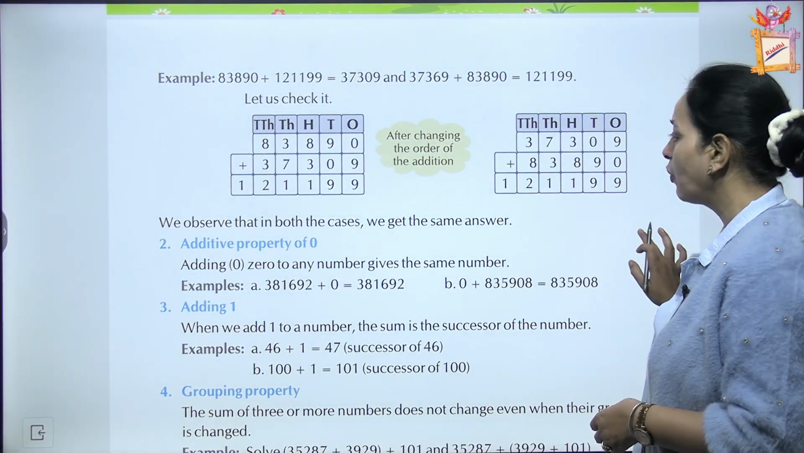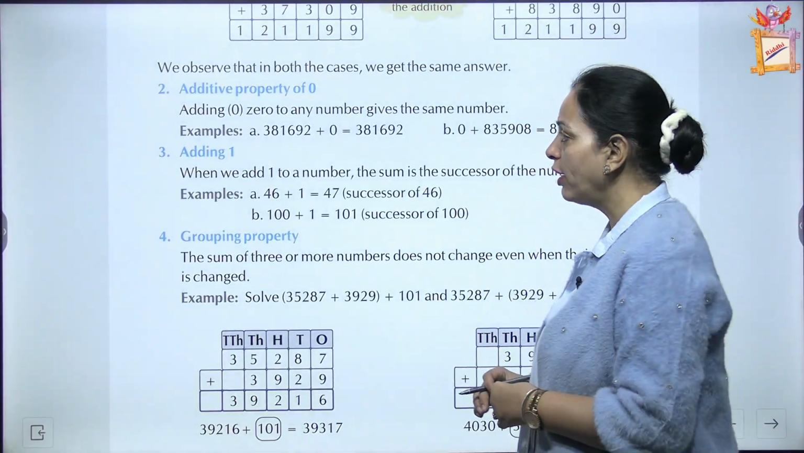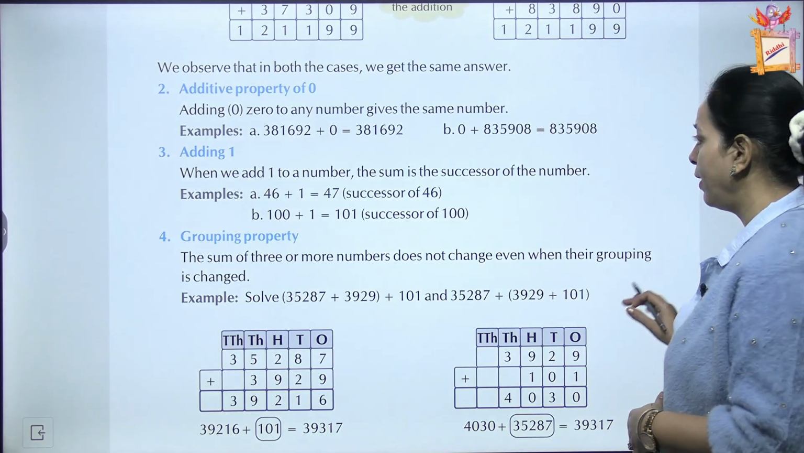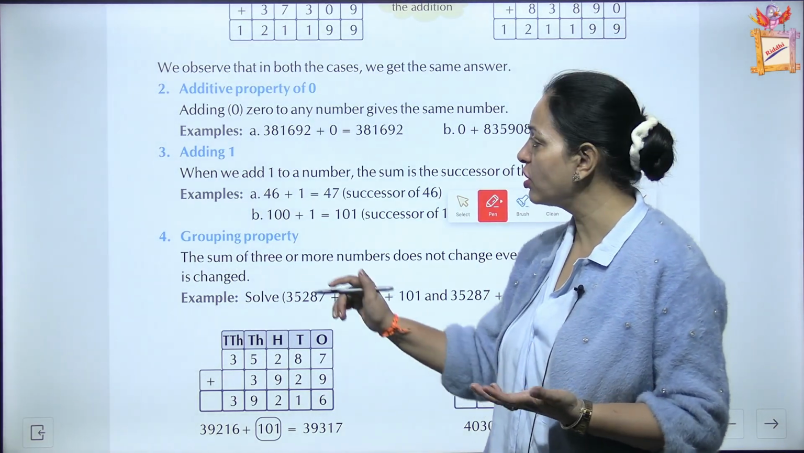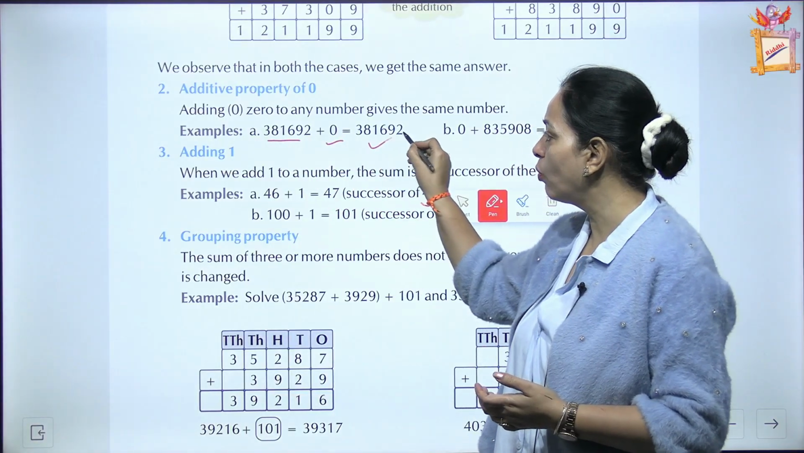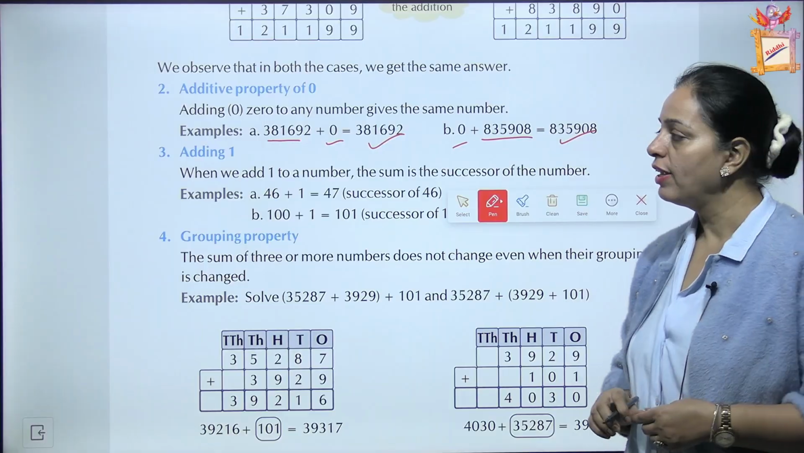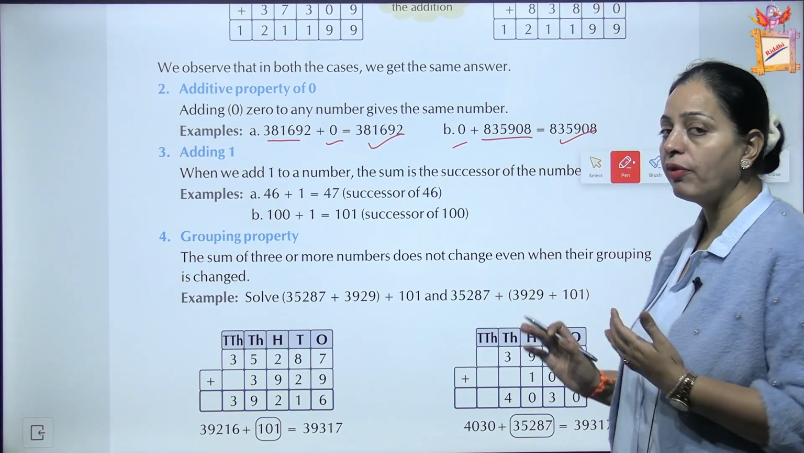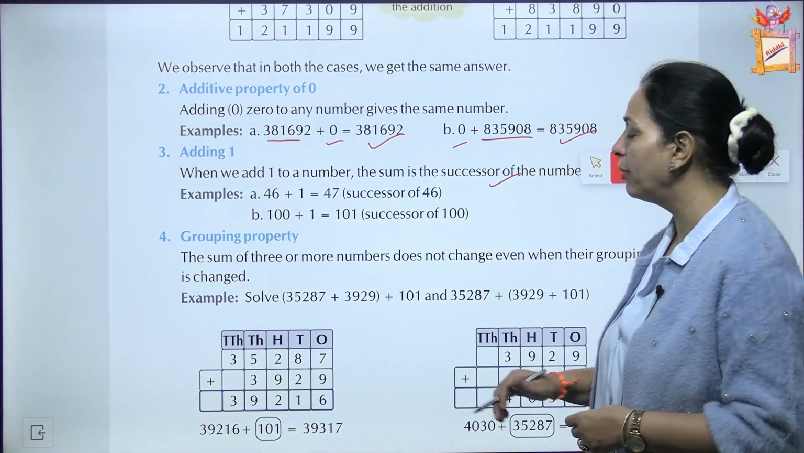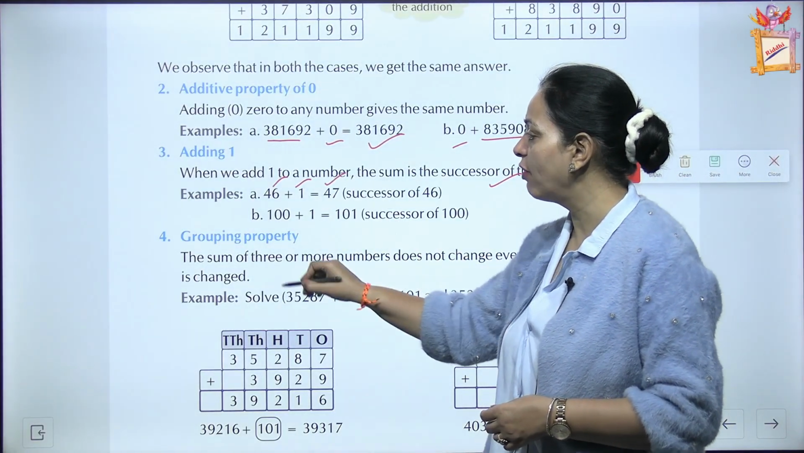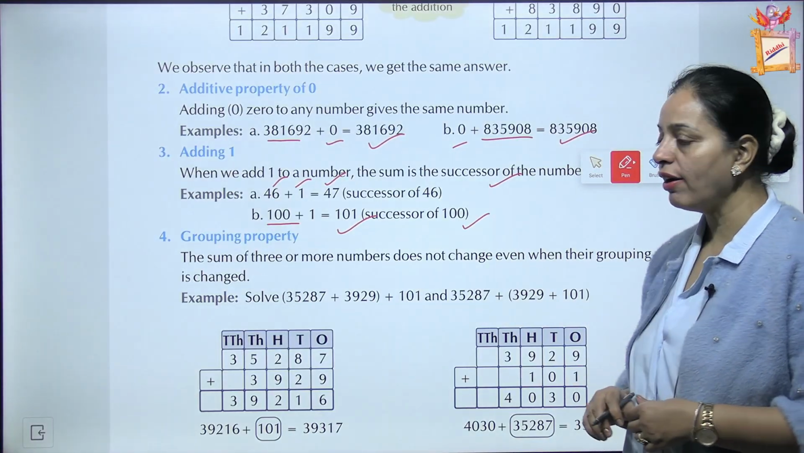Now the second one, additive property of 0. It means by adding 0 to any number, the result would be the same. If we add 0 to any number, the answer will be that number only. Like this number plus 0, this number only. 0 plus this number, this number only. Now the third one, adding 1. If we add 1 to a number, we get the successor of the given number. Like 46 plus 1, 47. 100 plus 1, 101, which is the successor of 100.